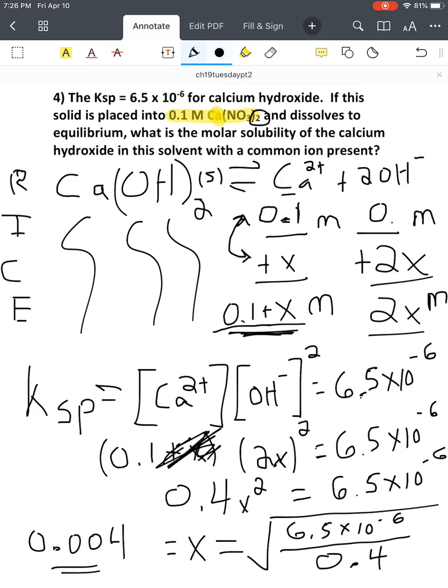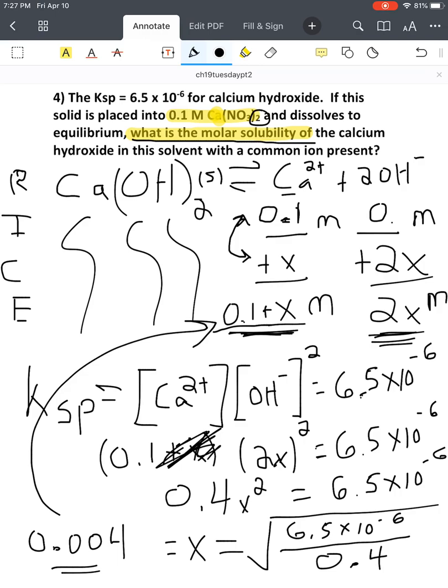So what does that x mean then? Well, if we look back to our RICE table, it'll tell us. If we add that value to 0.1, we get the total amount of calcium present. If we take that number, multiply it by 2, that gives us the equilibrium concentration of hydroxide in this particular mixture. So what does this problem really ask us about then? If we look back, it tells us we're dissolving the stuff in the calcium nitrate. We want to know what is the molar solubility, right? So that's what that problem's asking us.